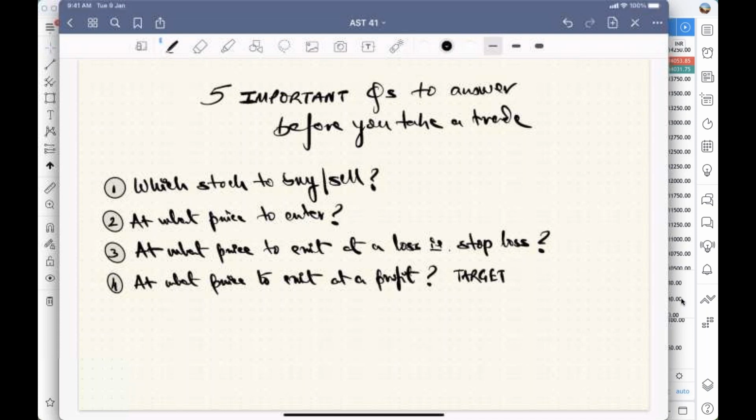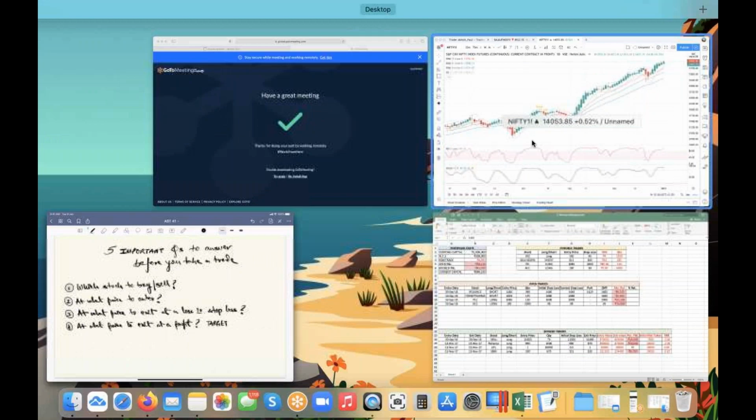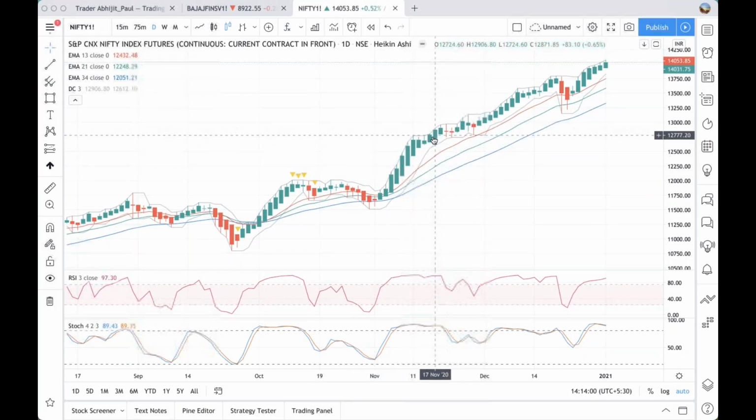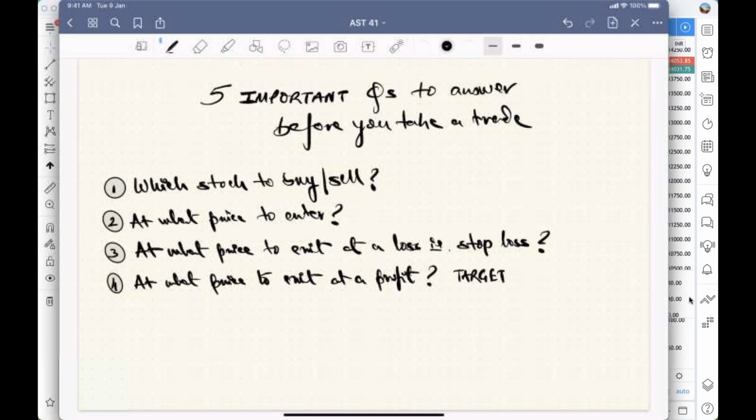But without the stop loss, if we want to fix a target, let's say we enter here and then we want to fix a target here or somewhere up here, how can we fix this target? This we will discuss now with the money management sheet. And the fifth and also very important question is how much quantity to buy or sell. How many stocks or how much quantity to buy or sell.